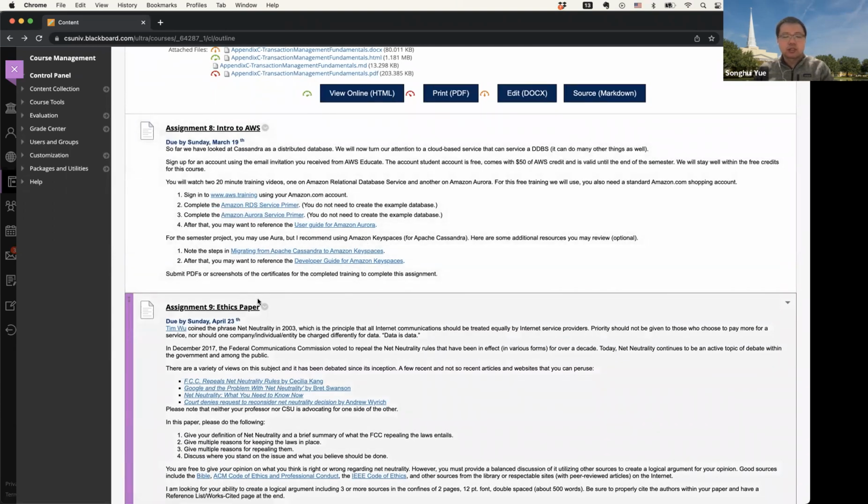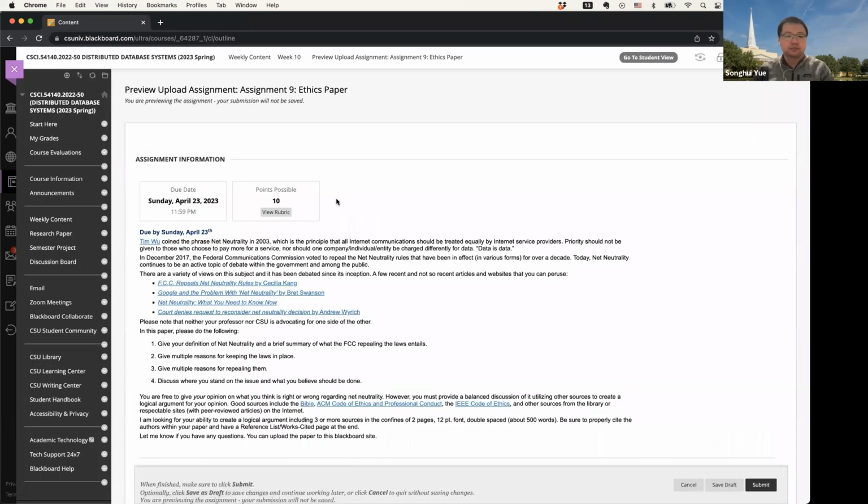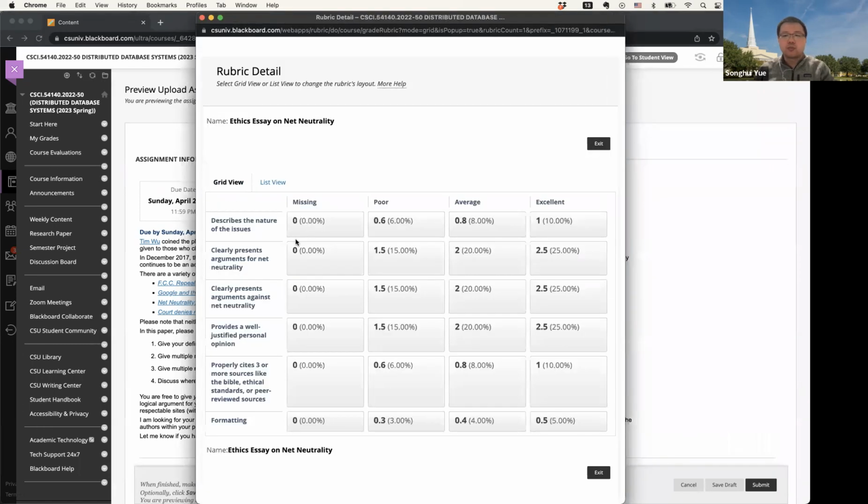So both the semester project and the essay papers have a special thing called a rubric for grading. So that's a thing that I want to point out at the start. If you click view rubric, you can see there are some grading details that I will follow, so that you can know how you need to finish the assignment to get a higher grade. These are the criteria that I will use to grade it.